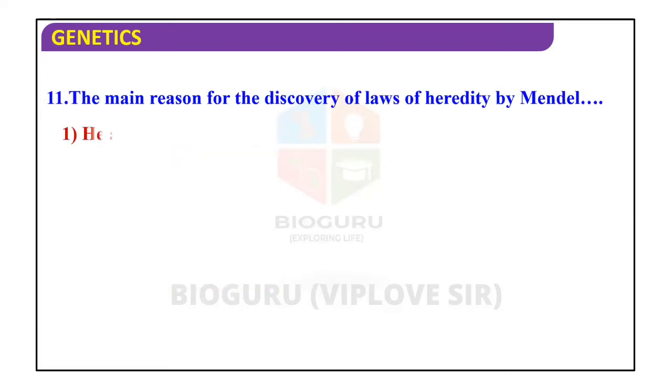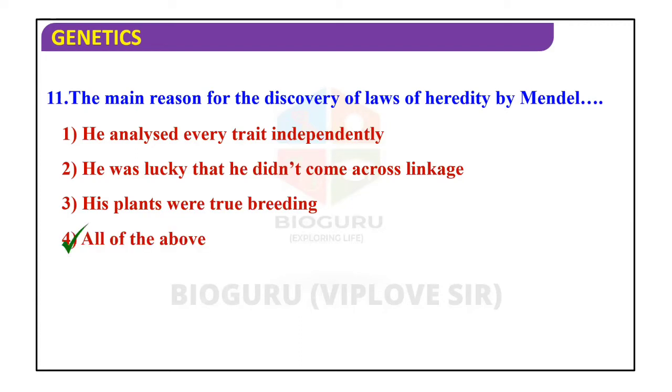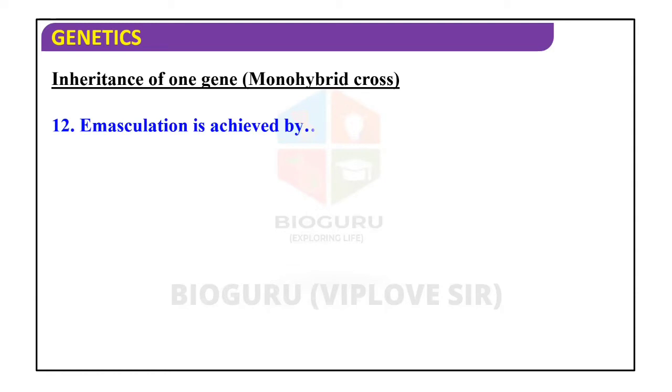What was the main reason for the discovery of the laws of heredity by Mendel? He analyzed every trait independently. He was lucky that he didn't come across linkage. His plants were true breeding. All of the above. Yes, all of the above. That's great. Now, inheritance of one gene, monohybrid cross.